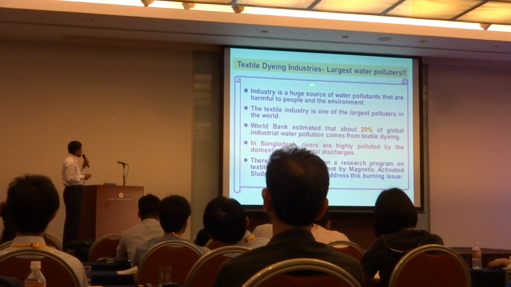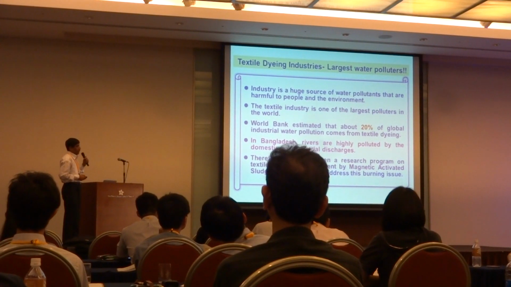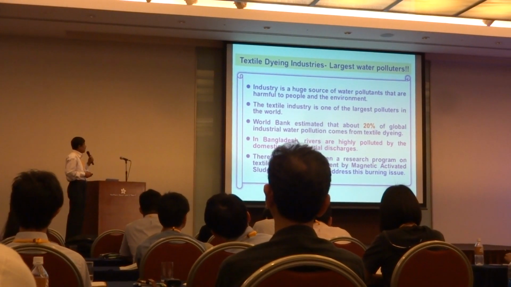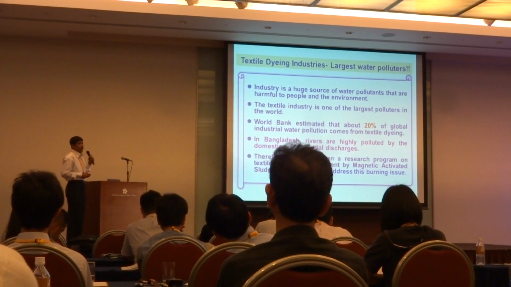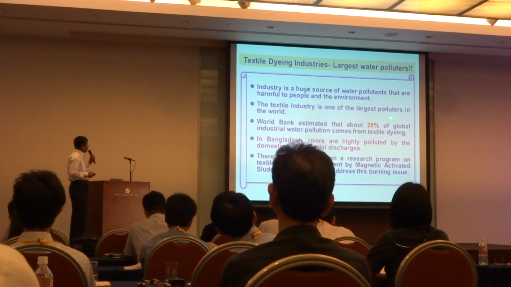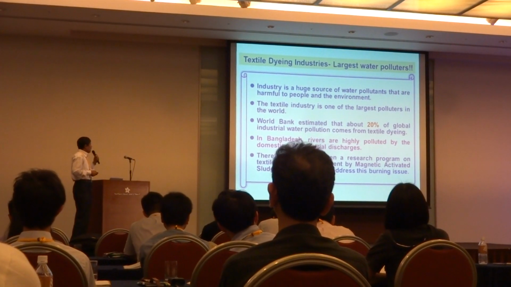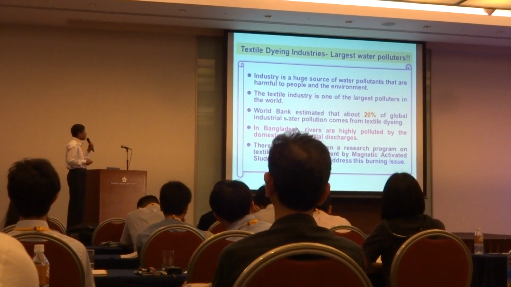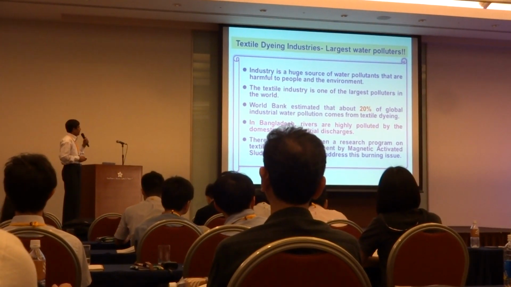Now, the textile dye industries are the largest water polluters. Industry is a huge source of water pollutants that are harmful to people as well as the environment. The textile industry is one of the largest polluters in the world. The World Bank estimated that about 20% of global industrial wastewater pollution comes from textile dyeing.